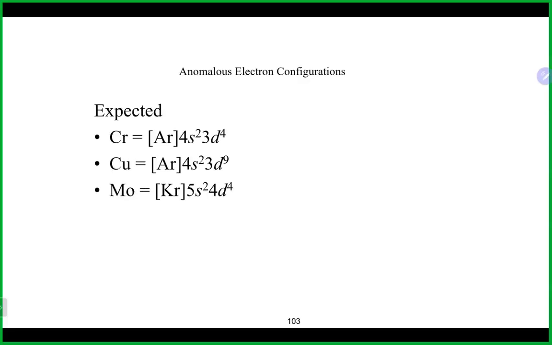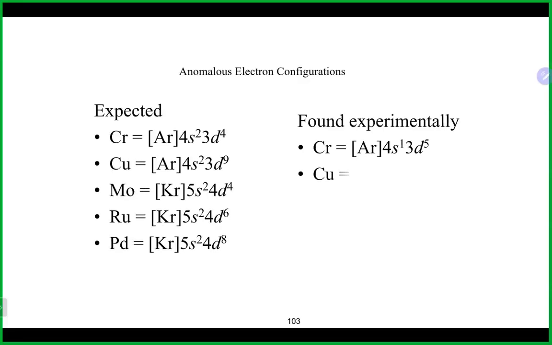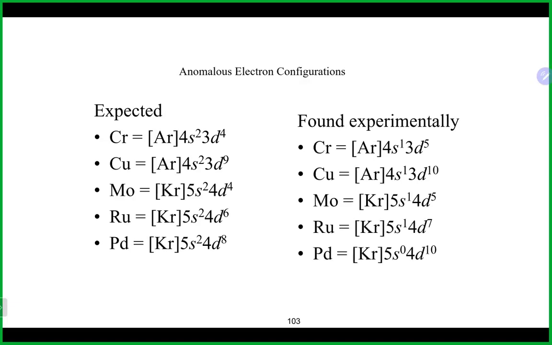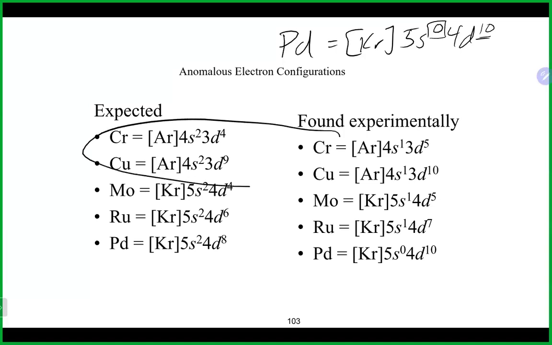Now, again, here's a list of some of those other exceptions. As I mentioned before, you are responsible for chromium and copper. But you can see, or maybe you can't see down there, that Pd, for example, has no electrons in the s orbital. They've all jumped up to the d orbital. So there's a lot of exceptions. They're all mainly in the periodic table in the same location, below those two. But for us, just chromium and copper are the two you'll be responsible for, and it should be written like it is there on the right-hand side. Okay. All right.